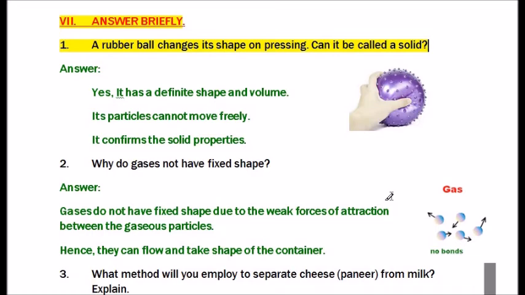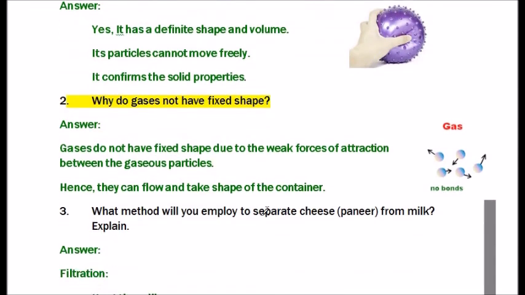Question number 2. Why do gases not have fixed shape? Gases do not have fixed shape due to the weak forces of attraction between the gaseous particles. Hence, they can flow and take the shape of the container.